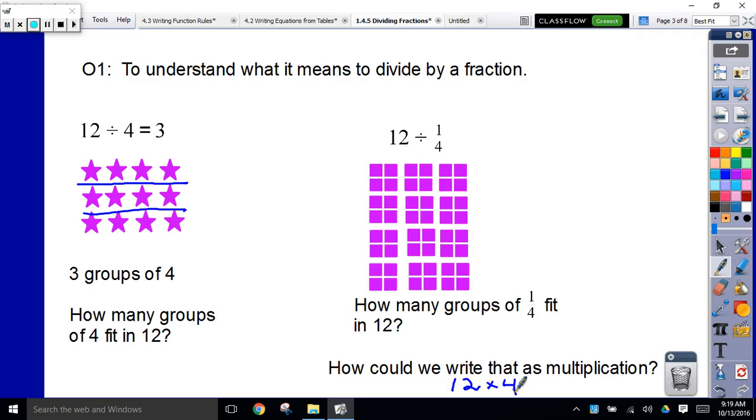So when we're doing 12 divided by 1/4, we're asking ourselves how many groups of 1/4 fit into 12, which means we have to multiply. So that's why it works, why we change division problems to multiplication. Division of fractions always turns into multiplication. We never actually divide.